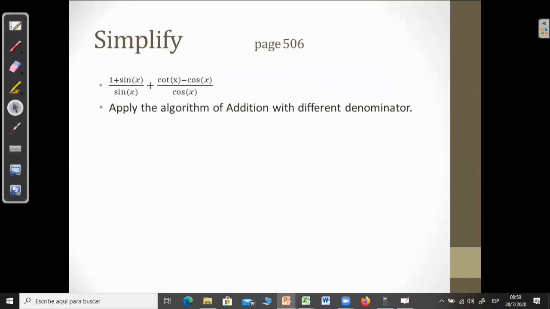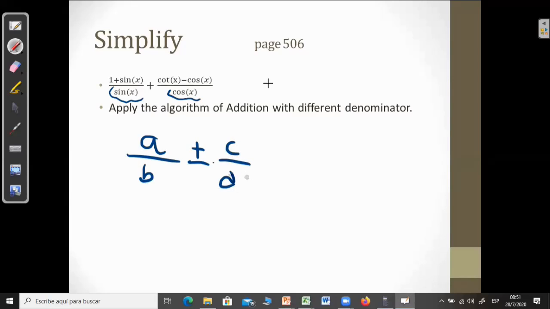If you don't remember or don't have clear what I'm talking about, here you have the addition of two expressions, and if you see, the denominators are different. So practically what you will apply is the next expression, which we call the happy face method. The idea of this is to solve this type of expressions quickly. Okay, so then you have a times d plus or minus b times c, and all that divided by b times d.